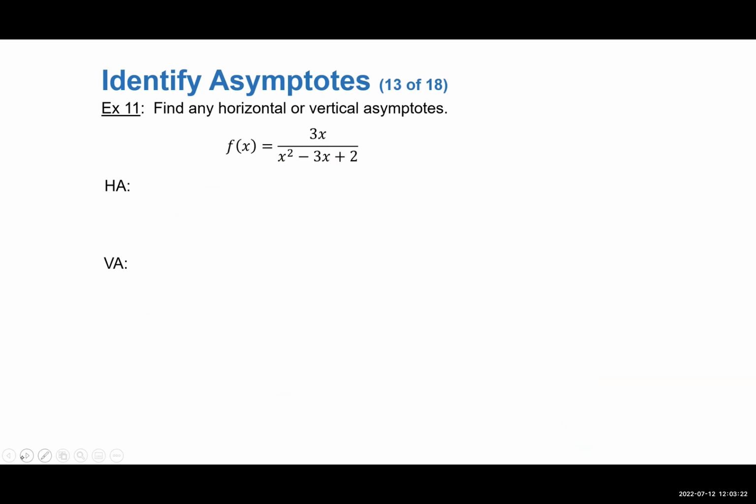Find the vertical or horizontal asymptotes. Horizontal, let's look at it. This is bottom heavy because we have a 1 up here and a 2 down here. So we know our horizontal asymptote is 0.